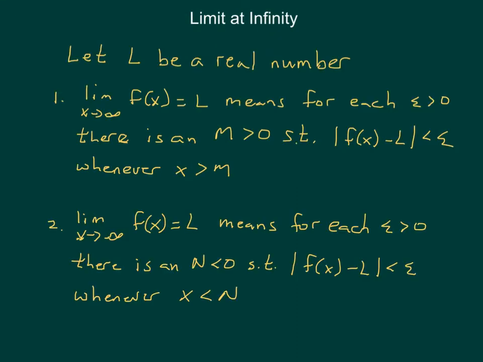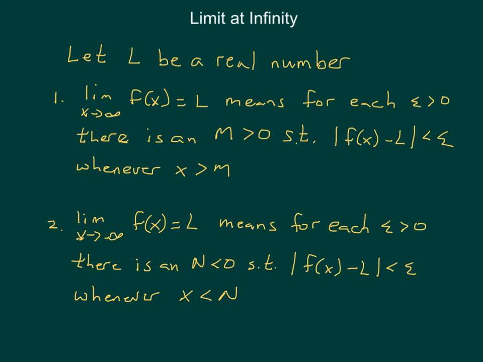Let's first talk about what it means to be a limit at infinity. We're going to let L be a real number. Then if we say the limit as x approaches infinity of f of x equals L, that means that for each epsilon greater than 0, there is an m greater than 0, such that the absolute value of f of x minus L is less than epsilon whenever x is greater than m. So in other words, if I put in x values bigger than m, I am going to get function values within epsilon units of L.